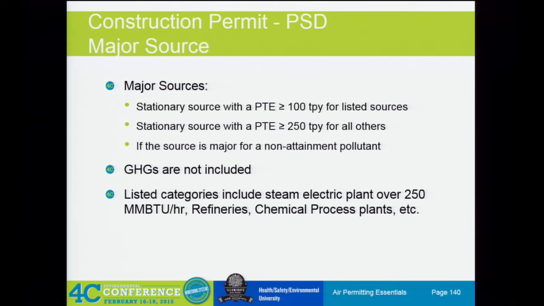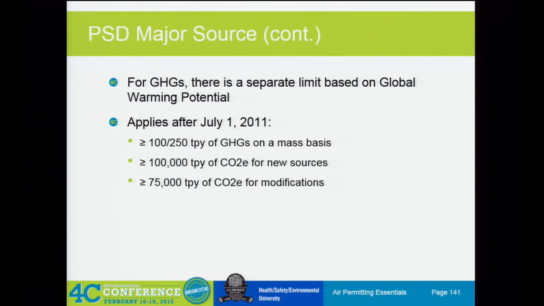So the major source thresholds under PSD was the 100 for the listed sources and 250 tons for the non-listed sources. Skip the GHGs because they come out on the next slide, which has different thresholds. You still have that 100 and 250 tons for your mass basis, but once you multiply it by the global warming potential of the GHGs, you get a CO2 equivalent, and you'll compare your thresholds against the 175,000 tons.